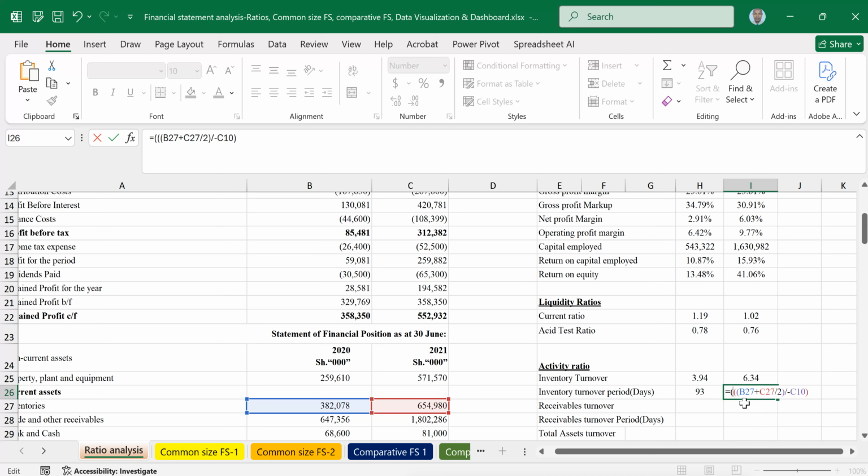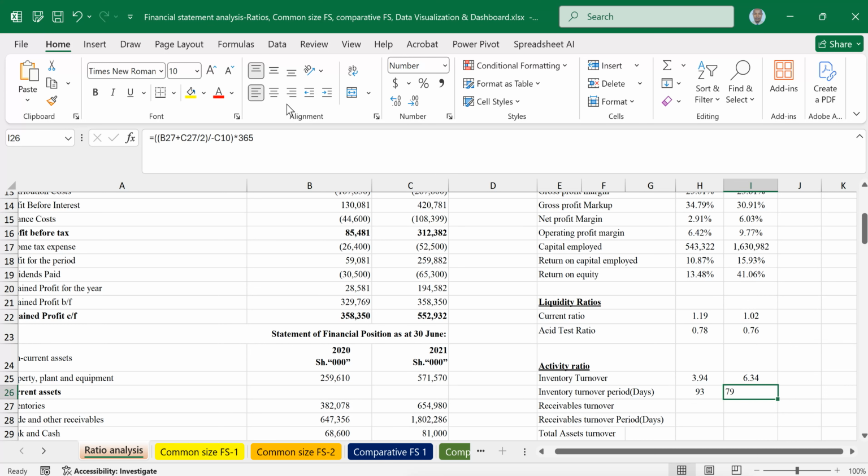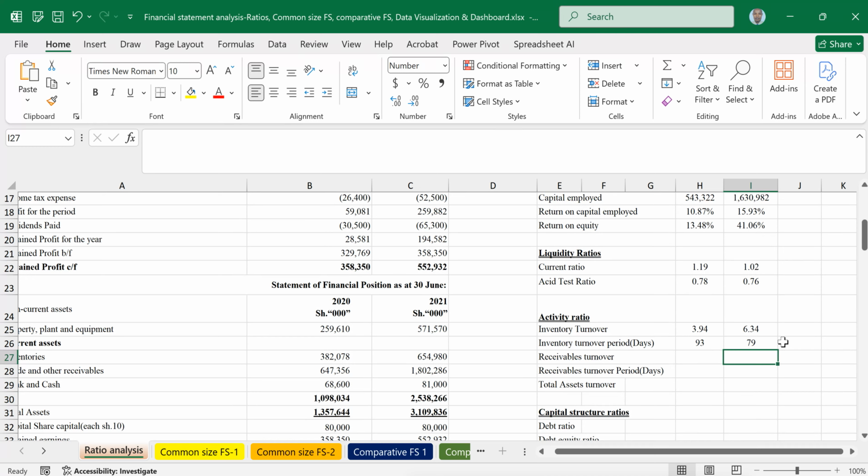Now only 2 brackets are enough. You can remove 1 at the beginning, then multiply this with 365. So this is opening inventory plus closing inventory over 2, close bracket, divide with the negative cost of sale. The negative cancels the cost of sale, which is negative, then multiply with 365 and enter. The days are 79.